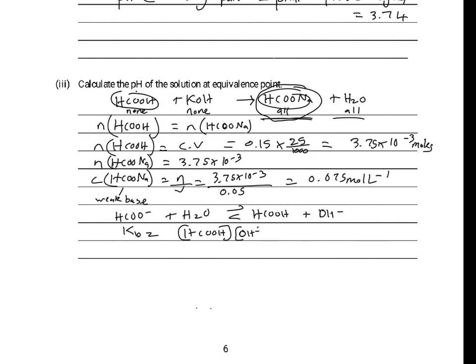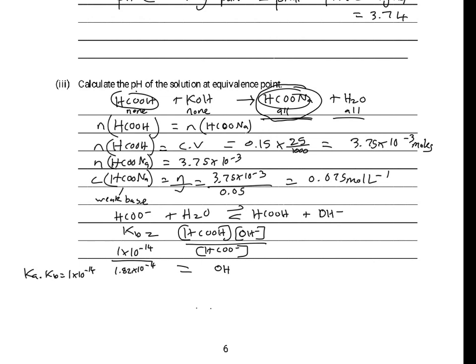So one product, two products, and your reactant is HCOO minus. Okay, and from here we plug in numbers. Kb, we're not given the Kb, but we're told the Ka, and you need to remember the formula. Ka times Kb equals 1 times 10 to the minus 14. So Kb is going to be 1 times 10 to the minus 14 divided by Ka, which in this case is 1.82 times 10 to the minus 4.